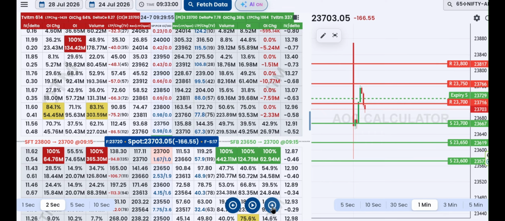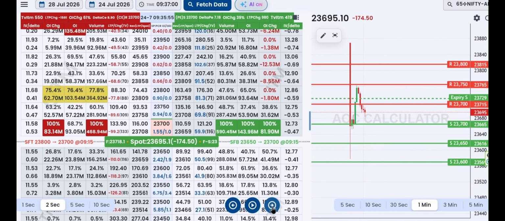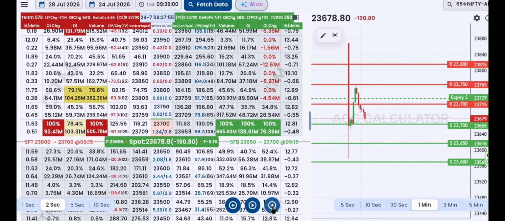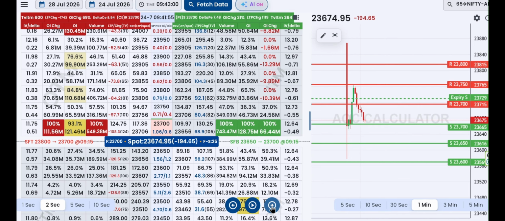So we should wait. Do not rush to enter the trade. Instead, wait for a liquidity sweep. Call writers are continuously shifting down, so we should wait till bottom reversal conditions are met.